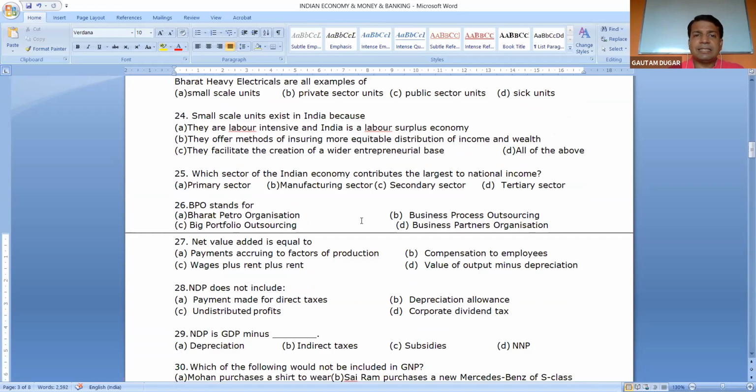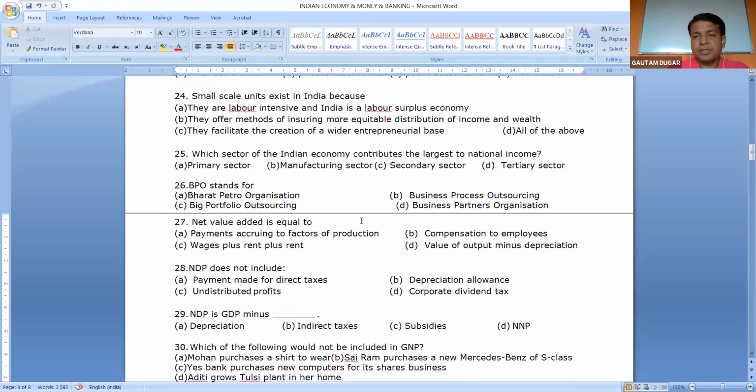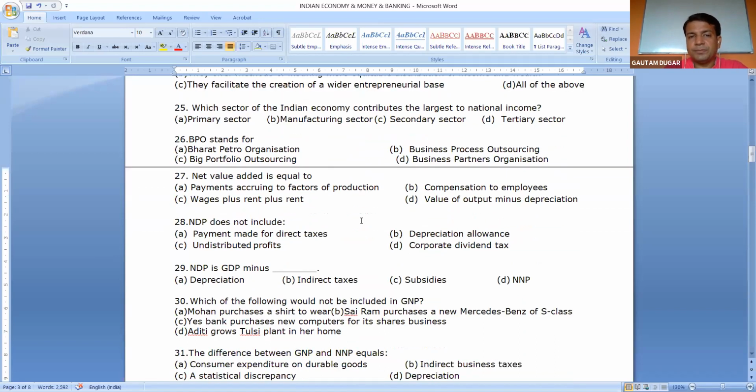Small scale sector exists in India for all the three reasons because they're labor intensive and India is a labor surplus economy. They offer methods of ensuring more equitable distribution of income and wealth. They facilitate the creation of wide entrepreneurial base, all of the above. 25. Which sector of the Indian economy contributes largest to the national income? Obviously, the tertiary sector is the correct answer. BPO stands for business process outsourcing. It's B, 26.